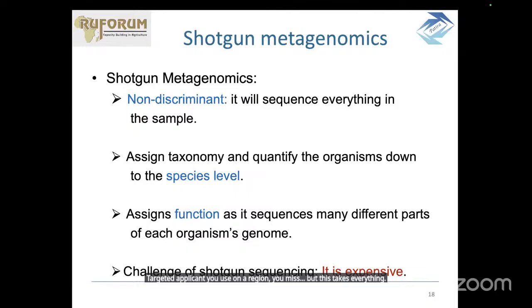The problem is it's very, very expensive, unless you have a lot of money to do this. It's very, very expensive to do shotgun metagenomics. So 80% of the people who do metagenomics do amplicon or targeted sequencing. Shotgun would be perfect, but it's very, very expensive.